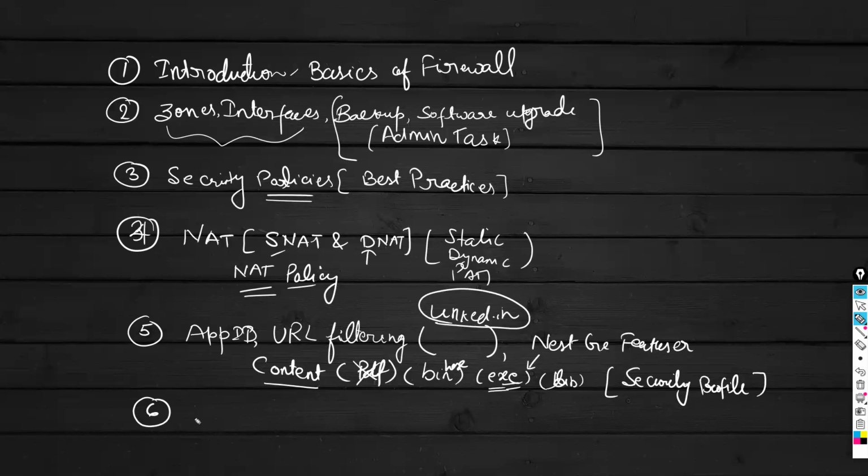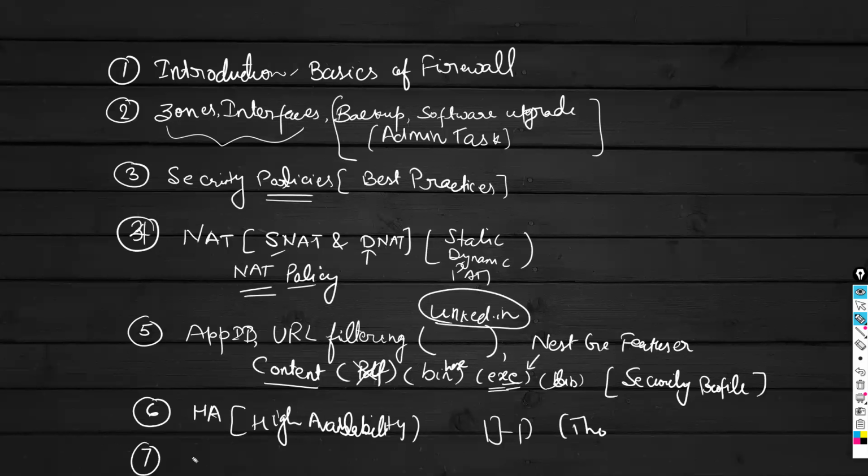Another thing we will be learning is HA, which is basically high availability. We will take two firewalls and configure HA. If one of the firewalls goes down, then the other firewall will keep working and take all the traffic. We'll take theory as well as the lab for this one. Like for everything, we will be doing theory and lab by default.